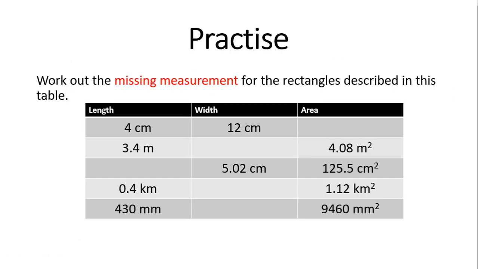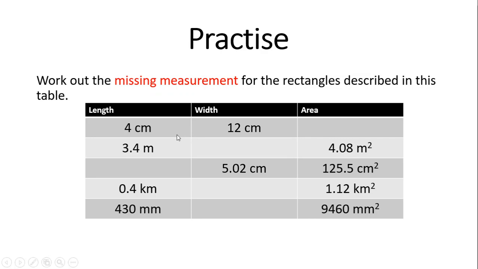So I haven't got any diagrams here for you. Feel free to draw your own diagrams if you'd like, but what you need to do here is fill in the missing values, the missing measurements in this table based on the values that are given. So this is for rectangles, where you've given the length and the width, and you need to work out the area. So set up your formula.